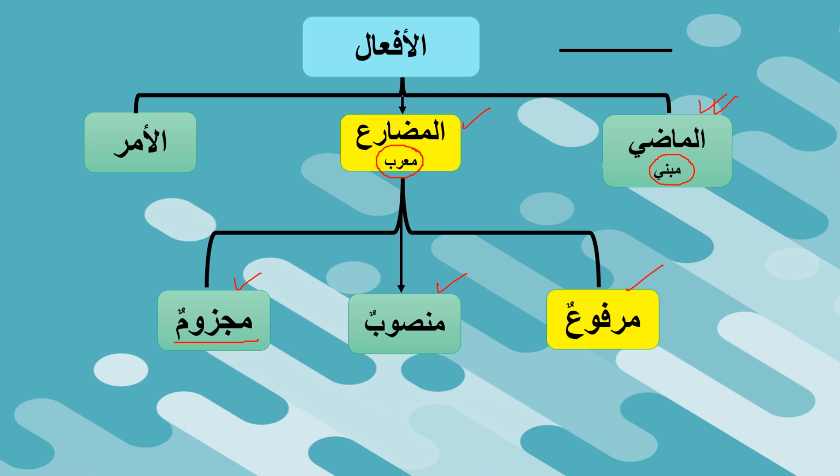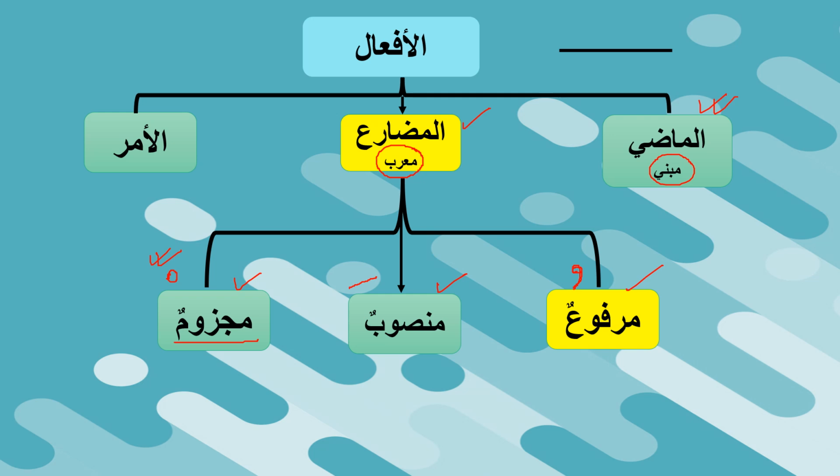And all these three cases are recognized. First of all, Marfu is recognized when you see a Fel Mudare having a clear Dhamma on the last letter. Then when the Fel Mudare falls in Mansub, you will see a clear Fatha over the last letter. But when the Fel Mudare falls in Majzoom case, you will see a Sukoon on the last letter. So this is the major difference between the noun and the verb, the Fel Mudare.